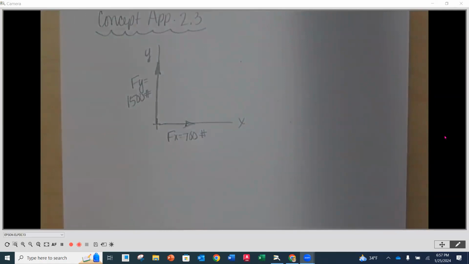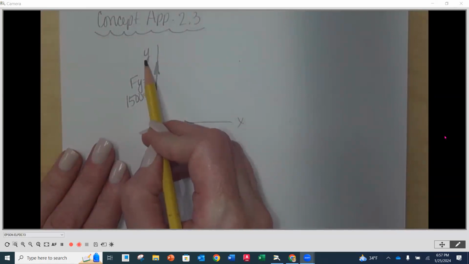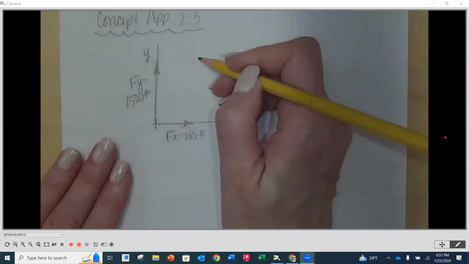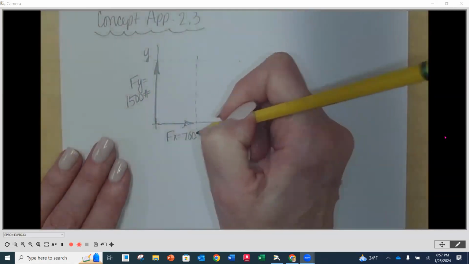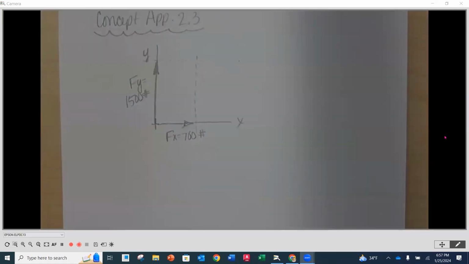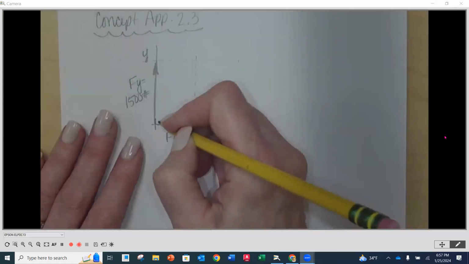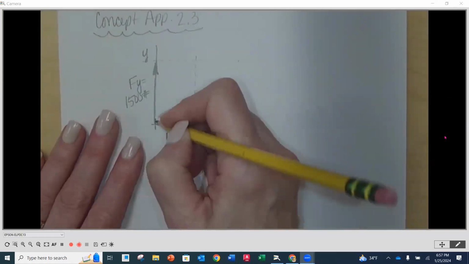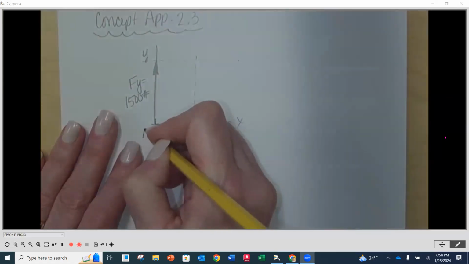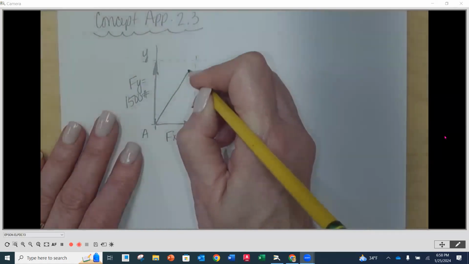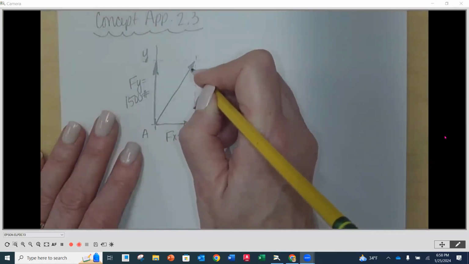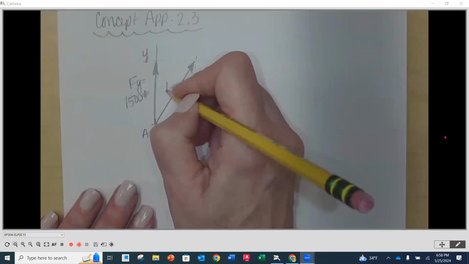So we're going in the opposite direction from what we have been up to this point. What we're going to do is put through the endpoint of each one of those vectors a line parallel to the other vector. So this is that parallelogram rule, but using vertical and horizontal lines. Now we're going to draw our resultant here, where we start our tail at the origin, which they're calling point A, and the tip goes to the intersection that we just created. We're going to call this F.